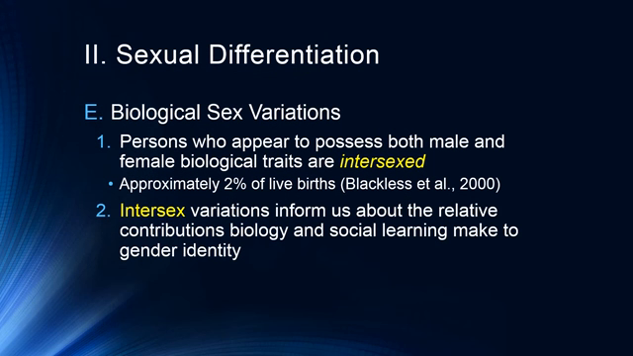So there are variations in biological sex. There are a number of different ways in which people develop differently from others. Persons who appear to possess both male and female biological traits are what we call intersexed. This is approximately 2% of live births. These intersex variations inform us about the relative contributions of biology and social learning and gender identity.